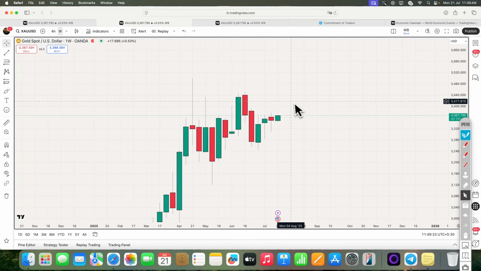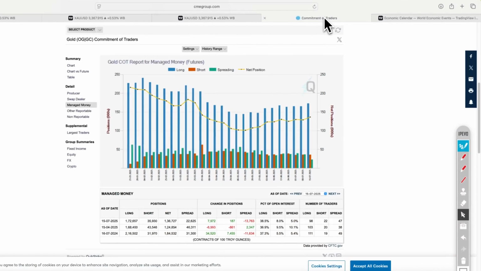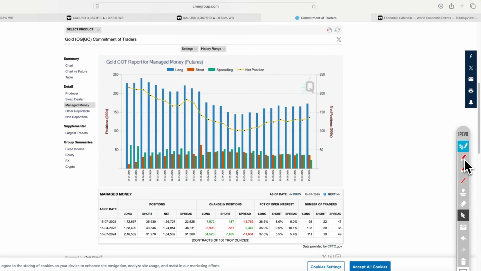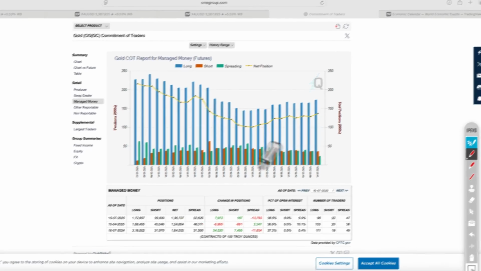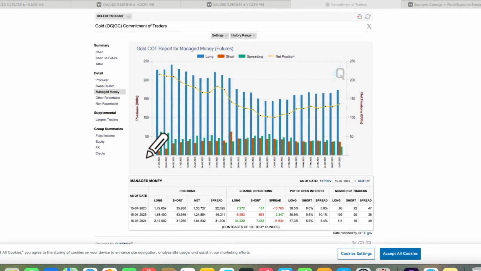As usual, before going into the price action, we are going to check the latest COT, that is the Commitment of Traders report. For this particular video we are looking at the range of 6 months, from here to here, and this is the latest data from the COT that we have.